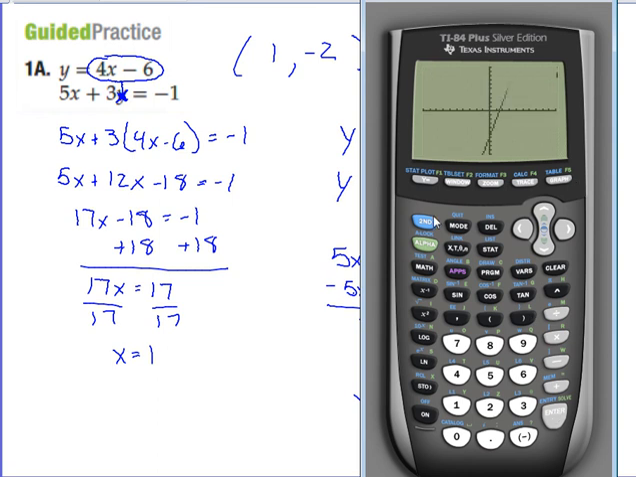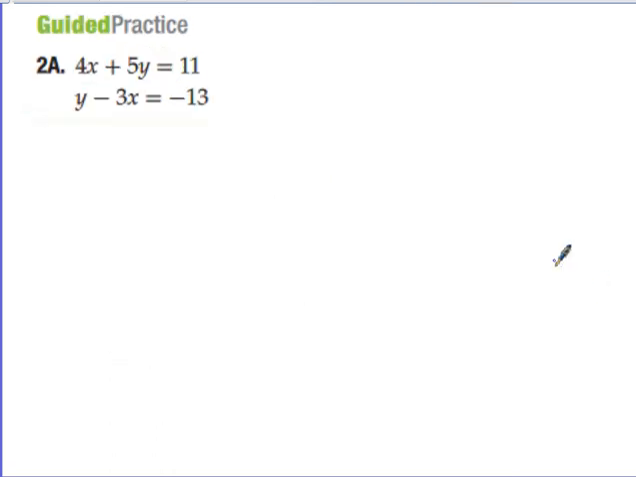Go to my graph. It's going to draw both of them. Then I'm going to ask it to find the intersection. And it tells me that it is 1, negative 2, which is what I got when I did it by substitution, so I know I'm right. Alright, you have this second example. I want you to pause here, try this problem, and then come back and check your answer.